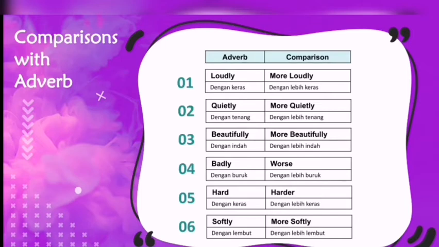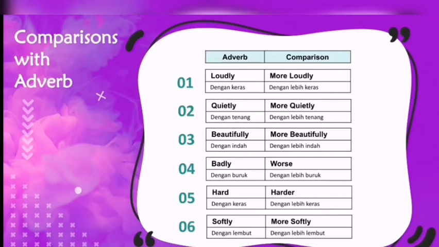The first one is loudly. If we would like to make it a comparison, we say it is more loudly. And also quietly here, we can also say more quietly or less quietly. Okay, and then beautifully here, we can say more beautifully. And for number 4, badly, as I have mentioned before, it will not become more badly, no, but it will become worse. Okay, and the other word similar to badly here is the word well.